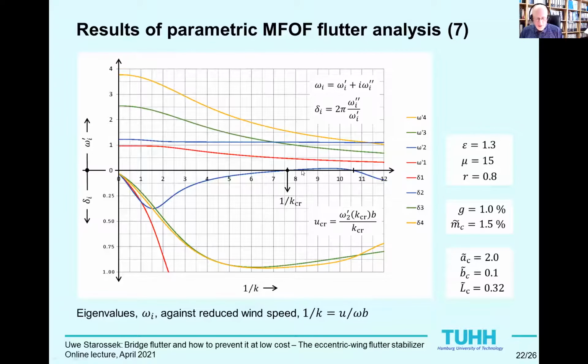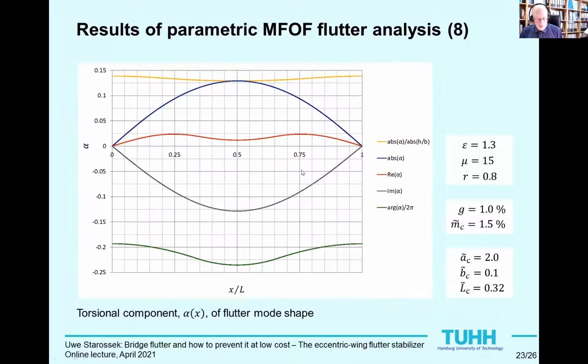The flutter mode shape for this combination of parameters is intrinsically complex. This representation refers only to the torsional component of the flutter mode shape. The flutter mode has been normalized so that the maximum value of its vertical component is 1. The vertical component is not shown in this representation. With the chosen normalization, it is almost completely real, that is non-complex, and an almost perfect sine half wave with a maximum value of 1 at midspan.